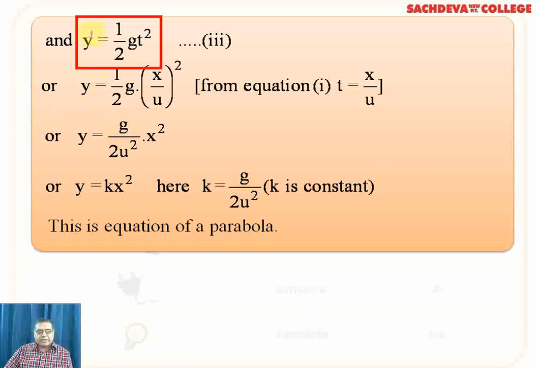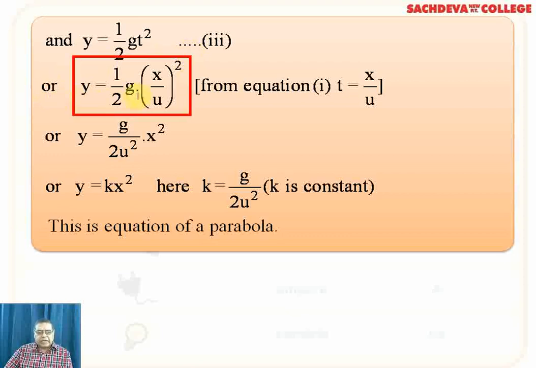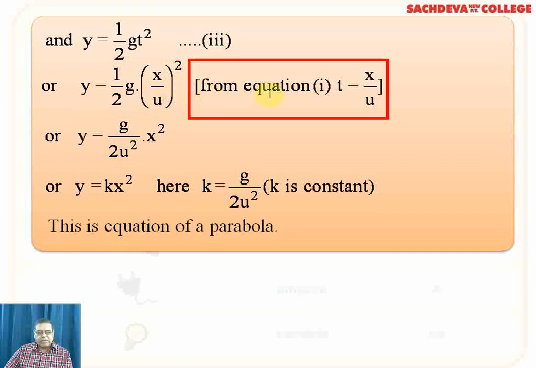Now y is taken as half gt square. Normally the equation is s is equal to ut plus half gt square, but because u is 0, y is taken as half gt square. This is marked as equation number 3. Now, in the next step, we have taken y is equal to half g, and for t we have computed the value, that is x over u, and we have taken the square. This is from equation number 1. We have calculated t is equal to x over u.